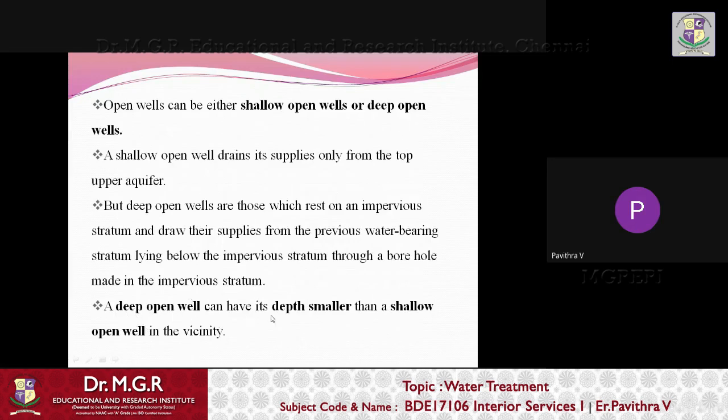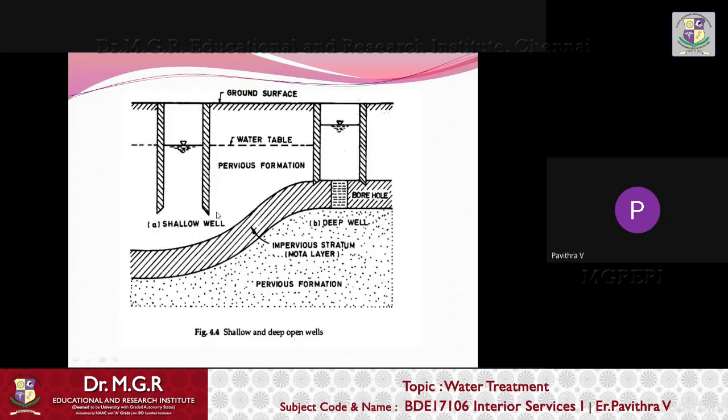A deep open well can have a depth smaller than the shallow open well in the vicinity. Compared to the shallow well, the deep well will be of a comparatively similar height, but the impermeable layer is provided on the top surface of the deep well. The water cannot be seen by our eyes, and only by means of the boring technique can we pump the water and get it for irrigation, agriculture, drinking purposes, and so on.